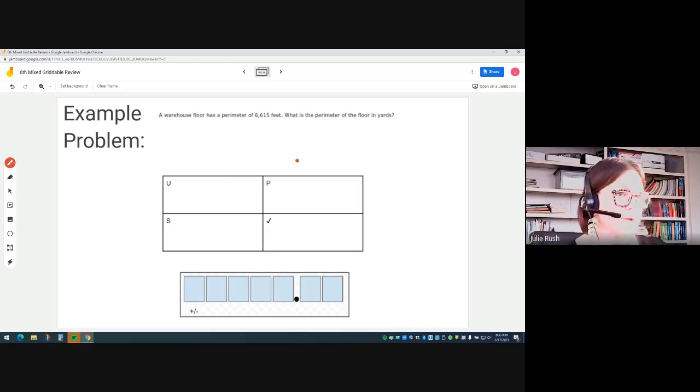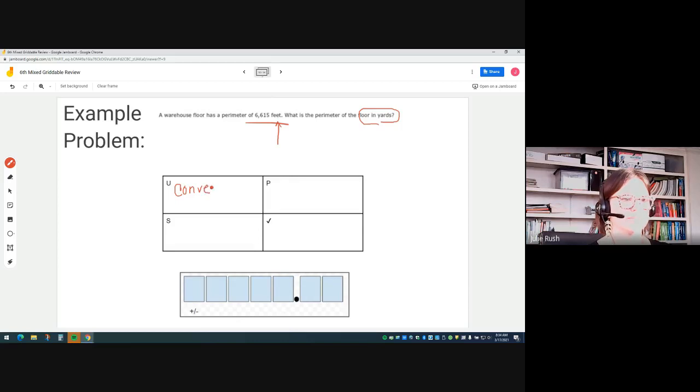Our next problem says a warehouse has a perimeter of 6,615 feet. What is the perimeter of the floor in yards? So understand the problem. I'm given something in feet and they want me to tell them what my answer would be in yards. So what kind of problem is this? Bingo, conversion. So we are going to convert. So this is a conversion problem.